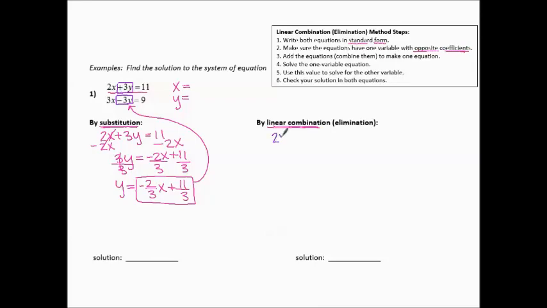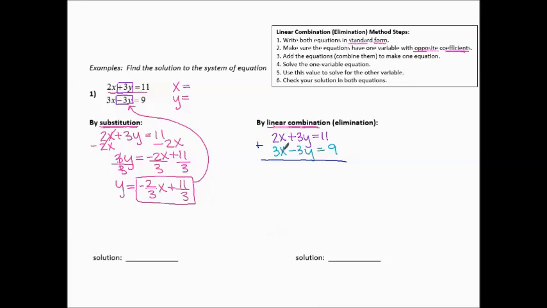So I'm going to go ahead and rewrite my equations over here. 2x plus 3y is equal to 11. And then I have 3x minus 3y is equal to 9. So when I look at these two, by linear combination, I have plus 3y and minus 3y. I'm going to do just that. I'm going to combine the two equations together. I'm going to draw this line here and combine them. So I'm going to basically add up and down each term. I'm going to combine like terms.